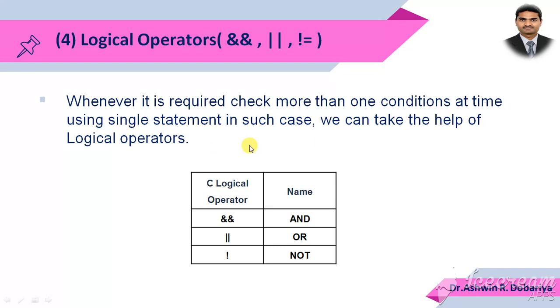For example, if I ask you one question like, do you have a mobile? So this is only one condition. But if I ask you, do you have a mobile and it is Android and it has 8 GB RAM, it means I have given 3 conditions to you in a single statement. Do you have a mobile? If yes, then is it Android? If yes, then does it have 8 GB RAM or more?